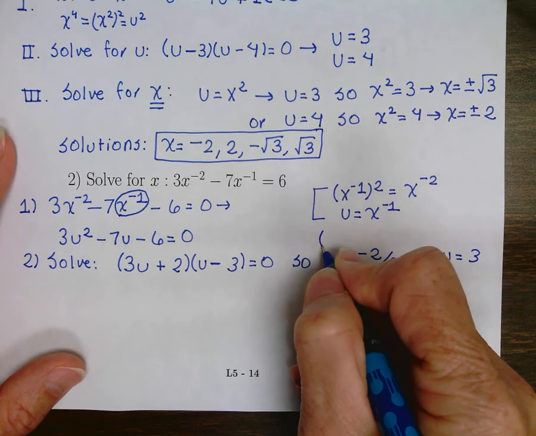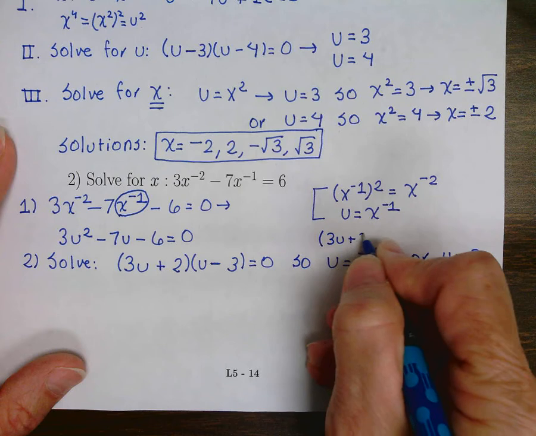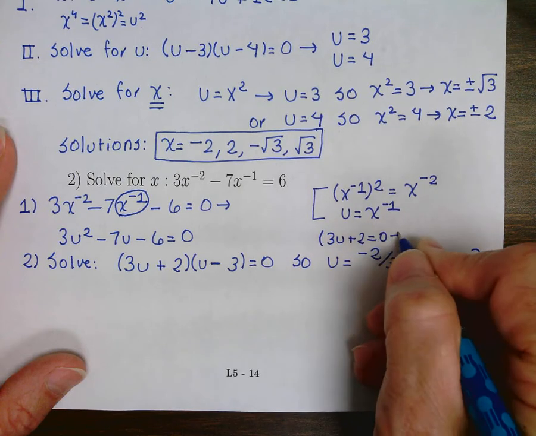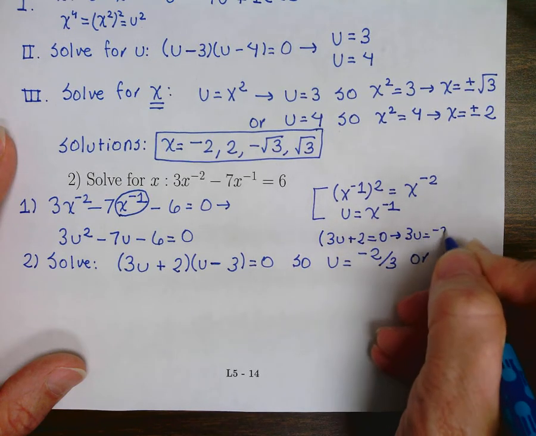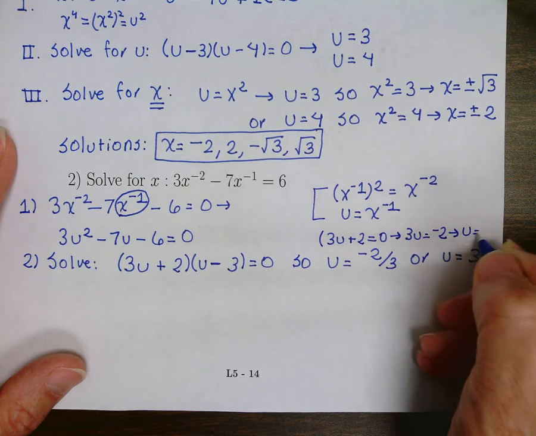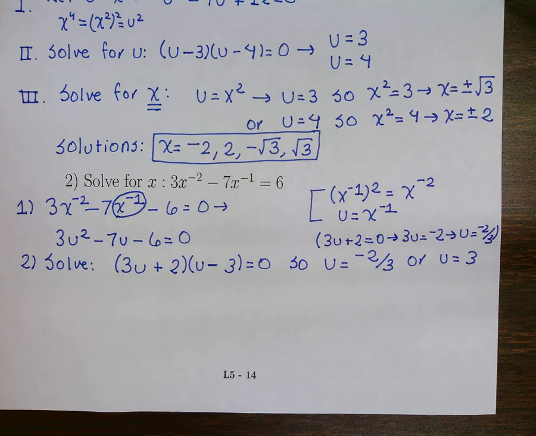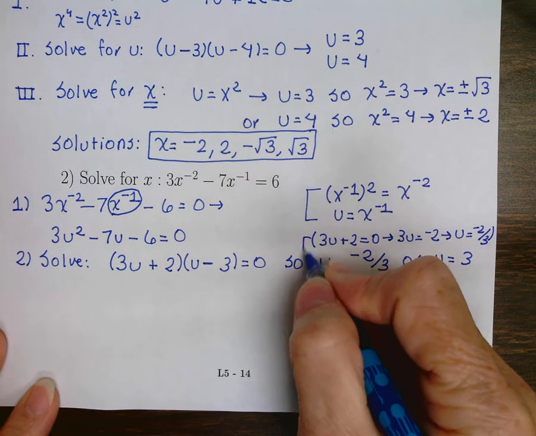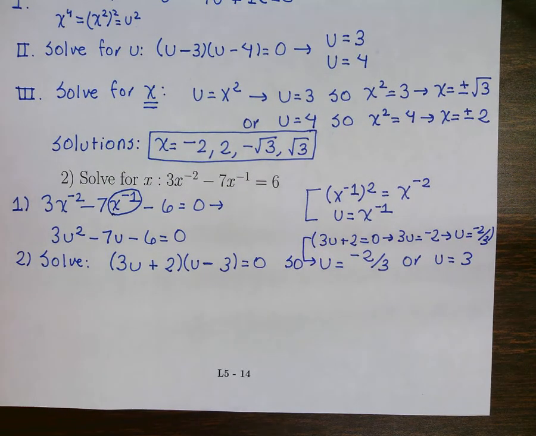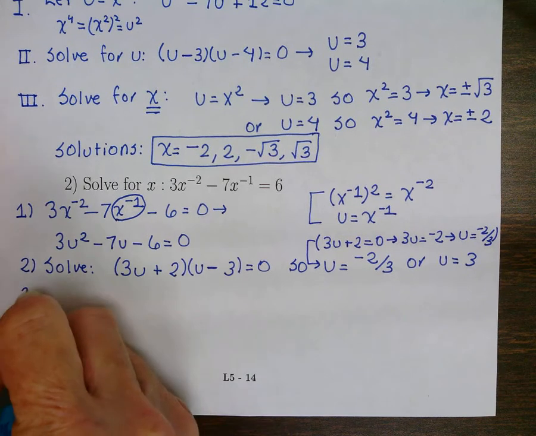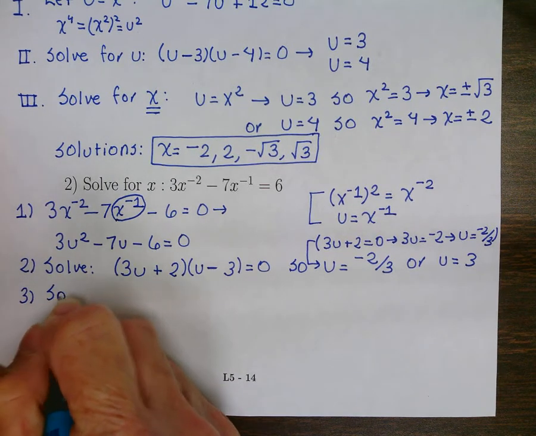Okay, and this came from setting 3u plus 2 equal to 0, which means 3u equals negative 2, u equals negative 2/3. So just be careful in those steps. Okay? Right now that's what u is, but remember our goal is to solve for x.